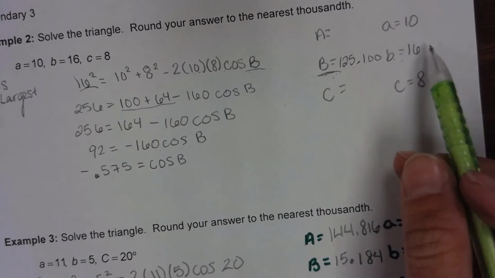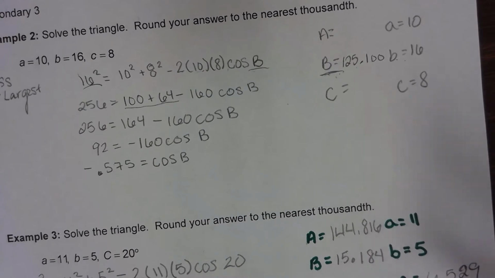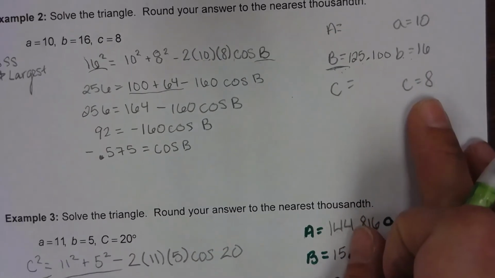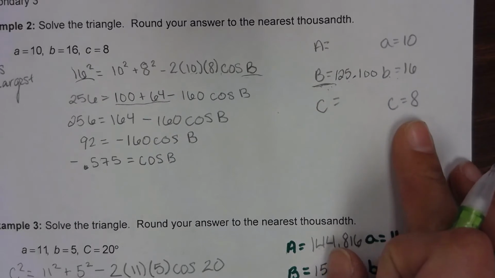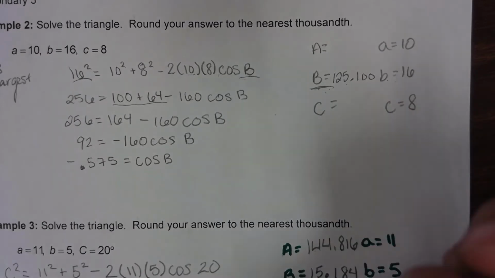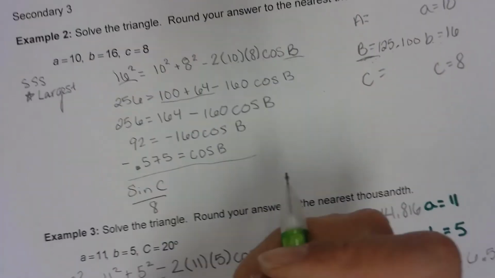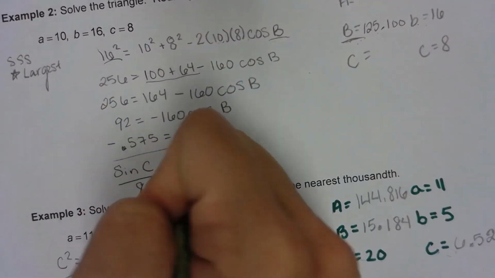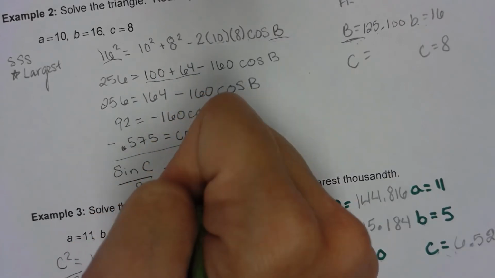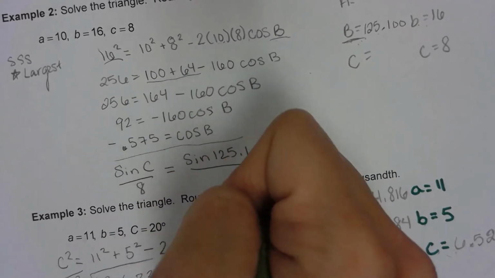Because we have a pair, we can now go back to law of sines. In this case, it won't matter if you do A or C first. It works either way. So I'm just going to solve for C, because it's something different. Alright, so law of sines. So we have sine C over 8, equals our pair. So sine 125.1 over 16.